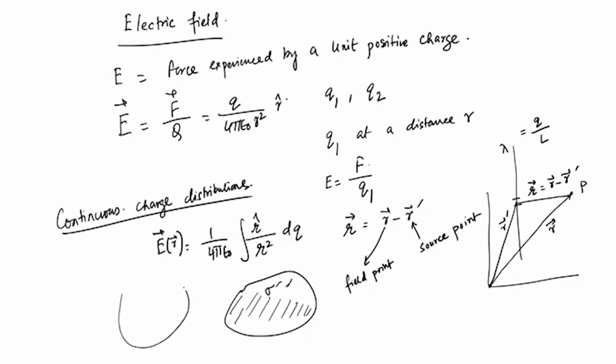Or you have a volume, a closed volume, where you have a volume charge density. This is a sort of solid region where we have a volume charge density. So, you have charges everywhere. So, lambda we define as a linear charge density.